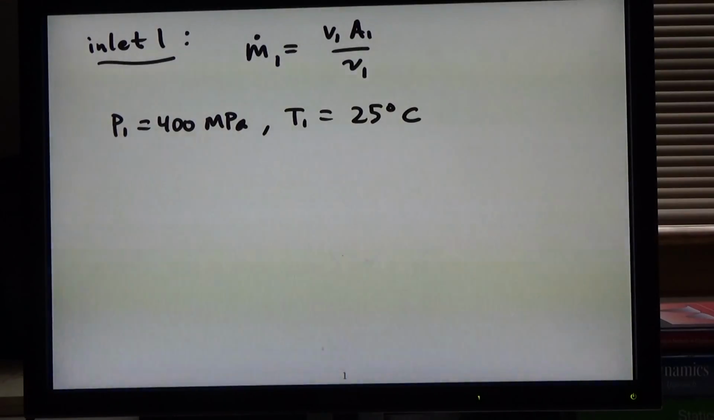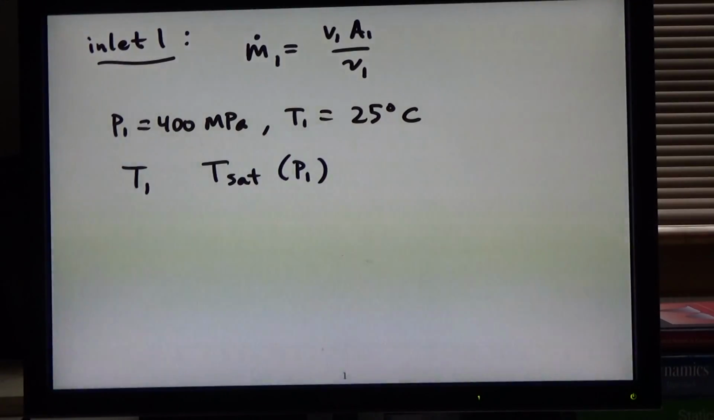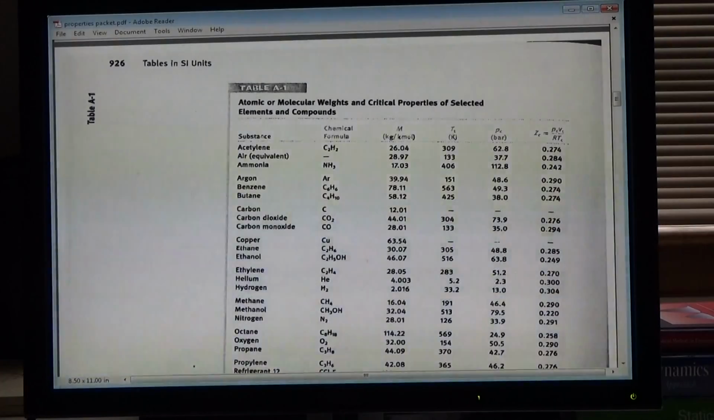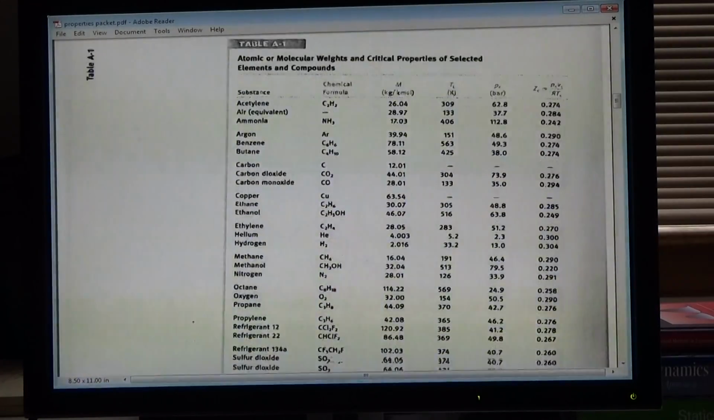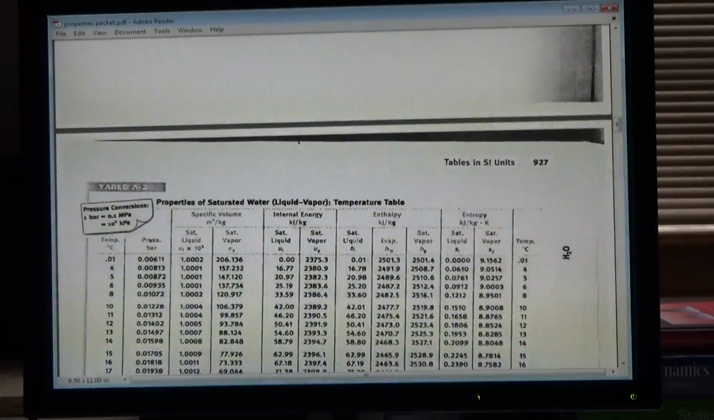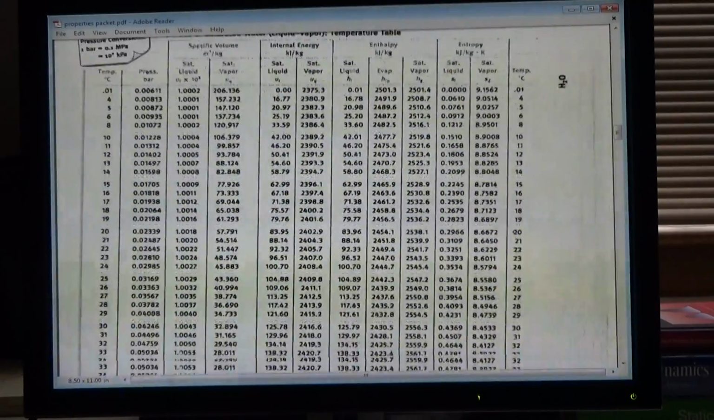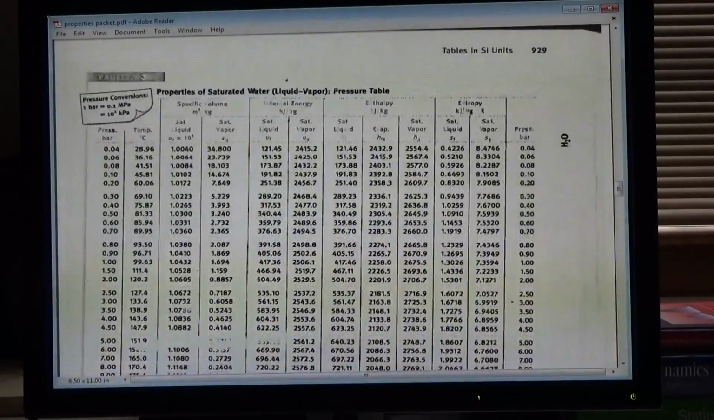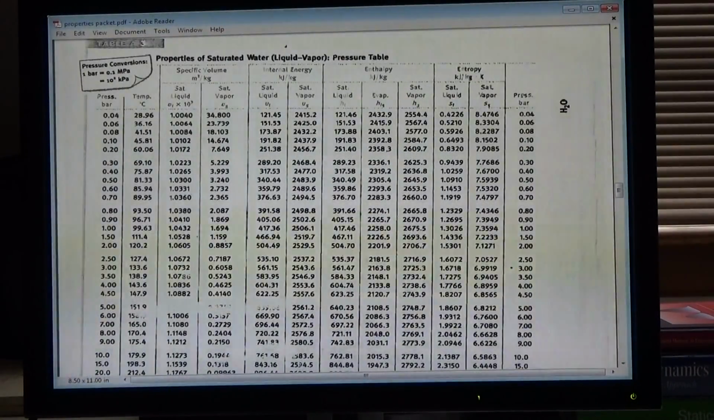So to do that, we can look up and compare our temperature T1 to the saturation temperature at P1. So here we can take a trip to our tables. I'll pull up the table right here, go down to the pressure table and try to look up saturation temperature. So here's our saturated temperature table. Go down a couple pages and we get to the saturated water pressure table.